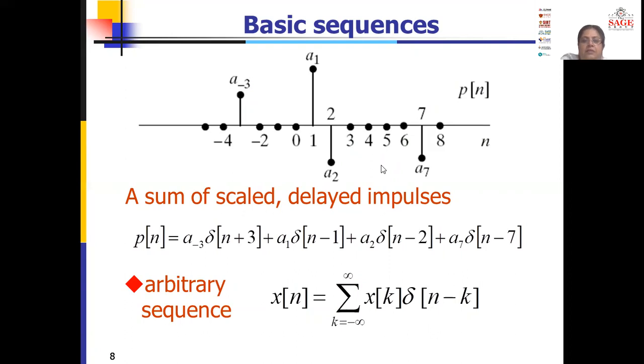Now this is the sum of scaled delayed impulses. We can delay the impulses at regular delay points. We have shifted the impulse to the left hand side as well as to the right hand side, and n naught is the delay or advance, whose value will be an integer. So we can write that x[n] is the summation over k, where we have taken an arbitrary integer value k which tends from minus infinity to plus infinity, of x[k] delta[n minus k]. This is also known as the convolution of the input with the impulse.